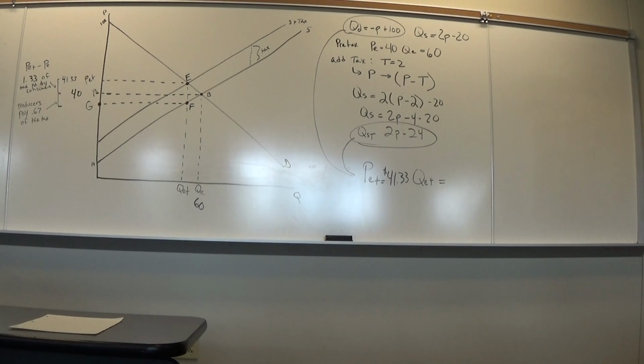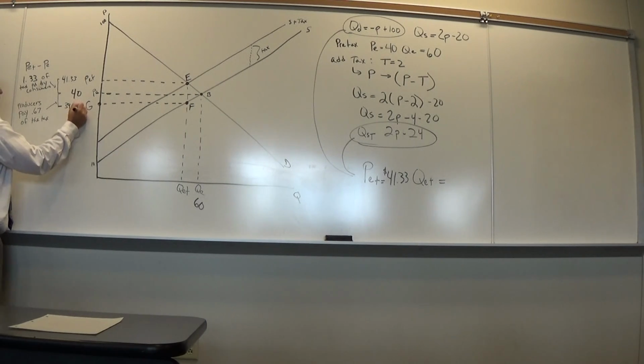I also now have a value for point G. The tax was $2, right? We know that this distance is the total amount of the tax. So if 41.33 is up here, I should be able to subtract $2 and get a value for point G. So that gives me 39.33.